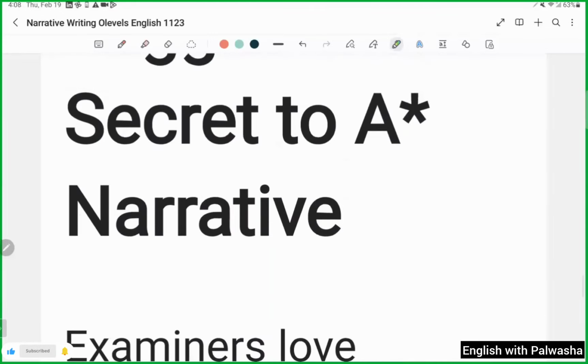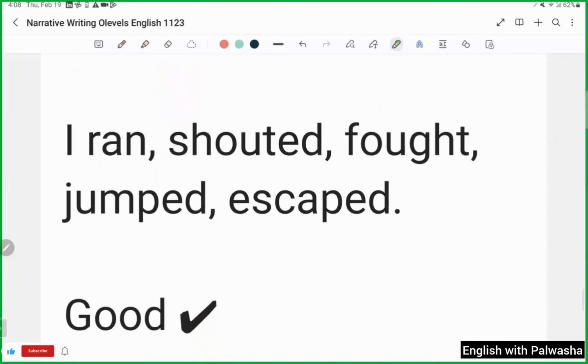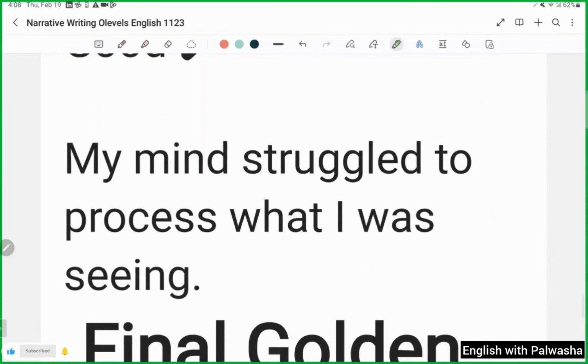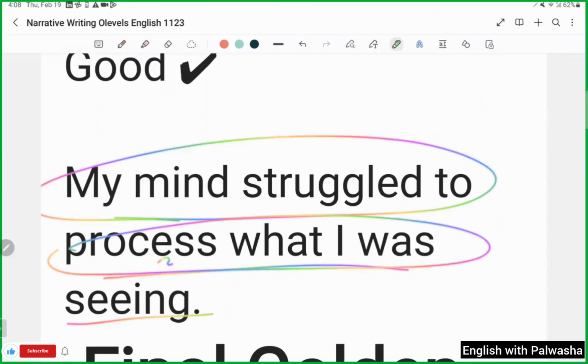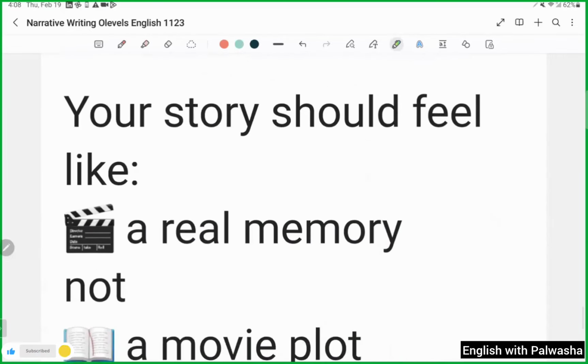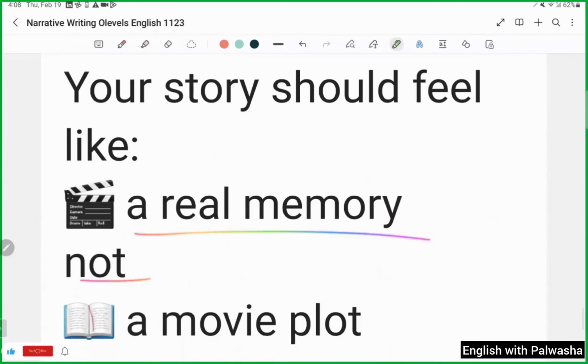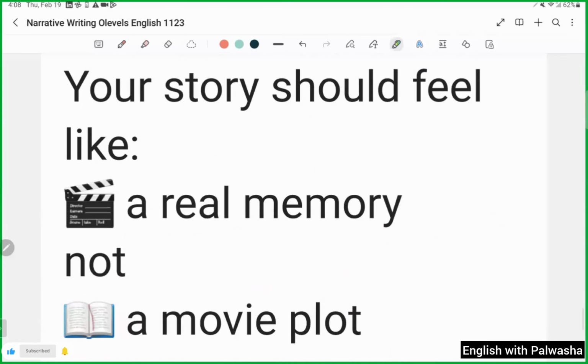Now, there is the biggest secret to an A-star narrative: examiners love emotions more than actions. I ran, shouted, fought, jumped, escaped. That is the bad one and wrong. The good one is, my mind struggled to process what I was seeing. This is how you will get marks, right? So the final golden tip is that your story should feel like a real memory, not a movie plot. Got it? So this was all from my side till now. I'm dropping a story prompt question from the 1123 O-Level English exam paper, and I would want you to write the story now.